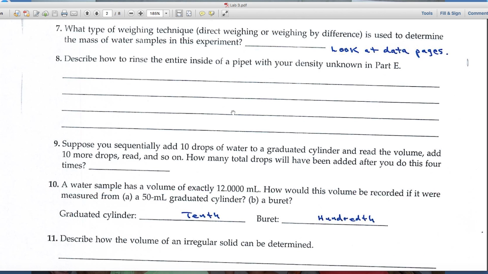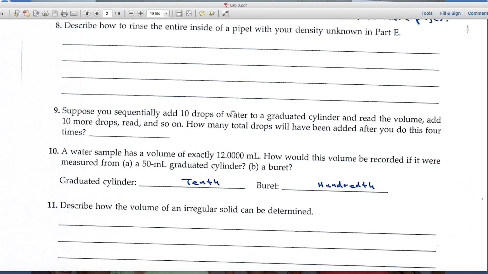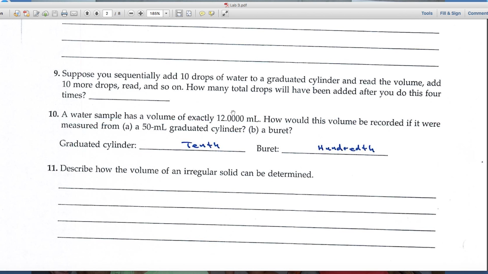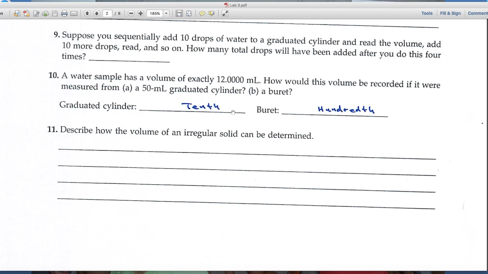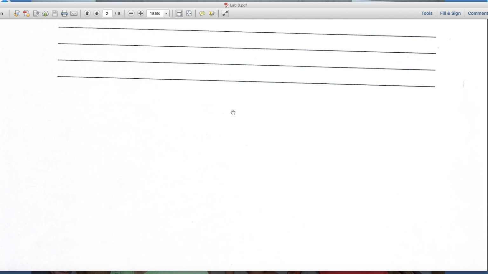Question 10 gives you a volume of exactly 12 milliliters, and it asks what you should record if you use a graduated cylinder. Well, remember that graduated cylinders are accurate to the 10th. Burettes are accurate to the 100th. So let those facts guide you. Question 11 won't be any challenge for you. Let's look at the first table.